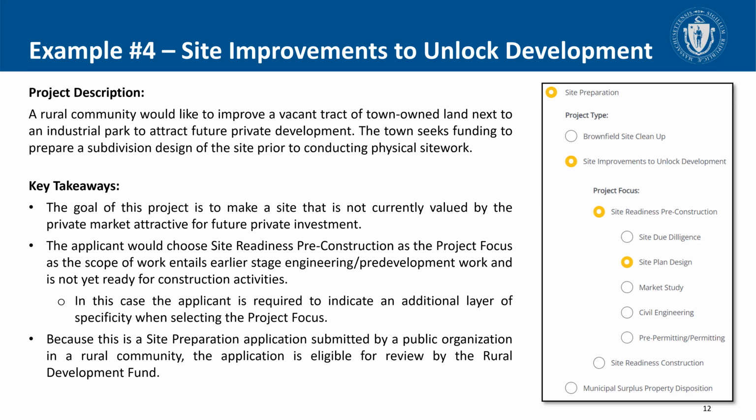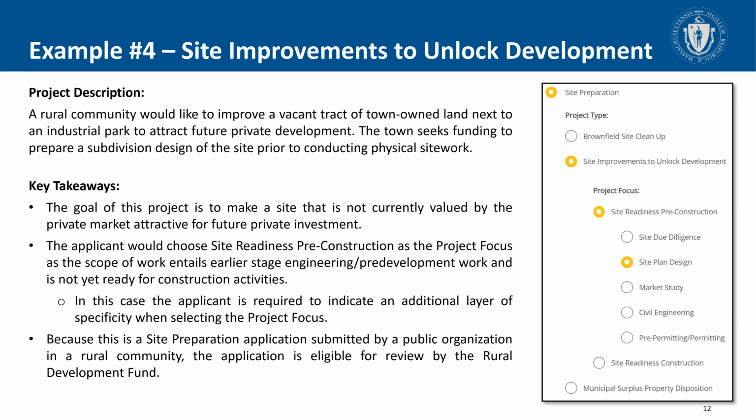All right, in example number 4, we have a rural community requesting funding to prepare a site plan for a town-owned parcel next to an existing industrial park. The town is seeking funding to prepare a subdivision design of the site prior to conducting physical site work. So the purpose of this project is to do some of the early legwork required to make the site attractive for future development.